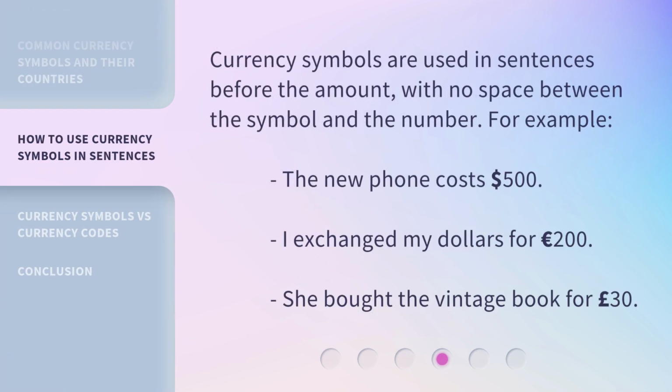Currency symbols are used in sentences before the amount, with no space between the symbol and the number. For example, the new phone costs $500. I exchanged my dollars for 200 euros. She bought the vintage book for 30 pounds.